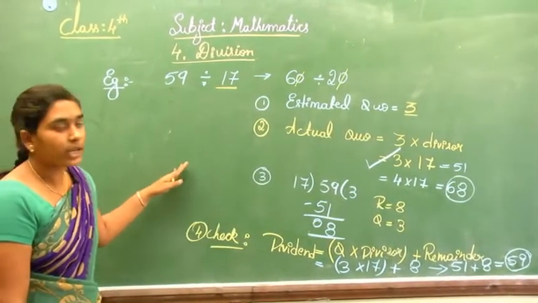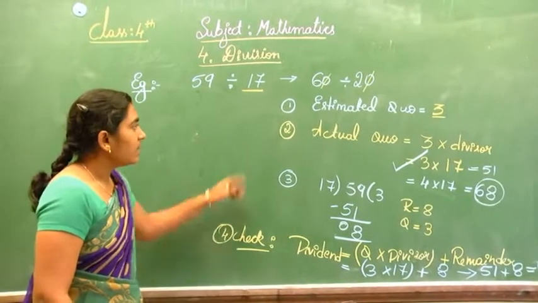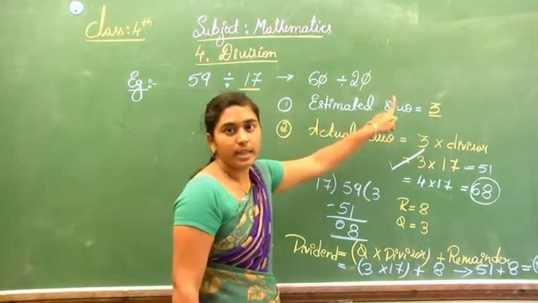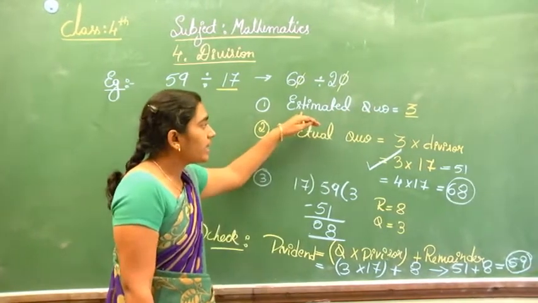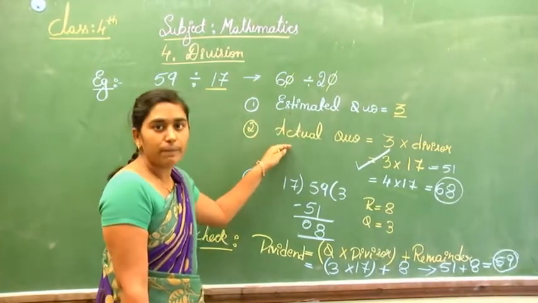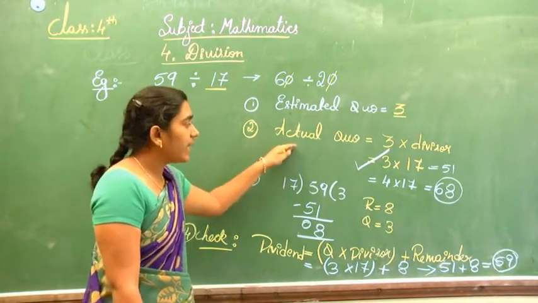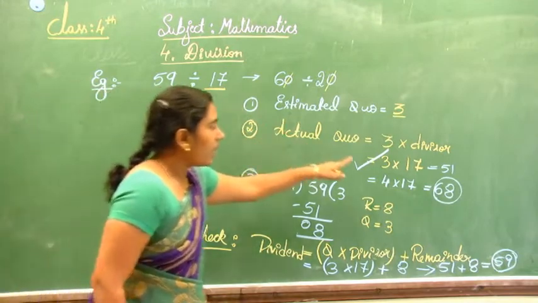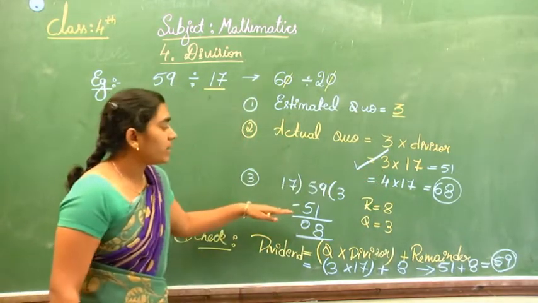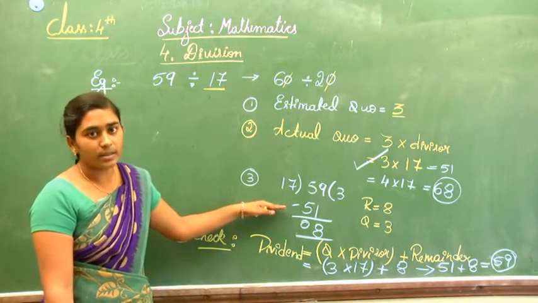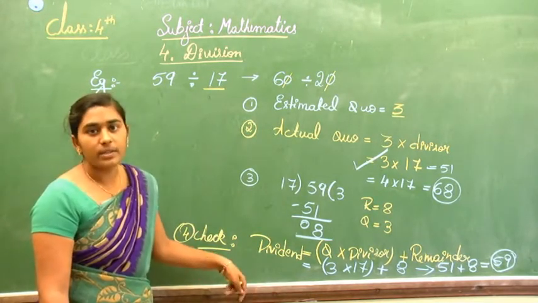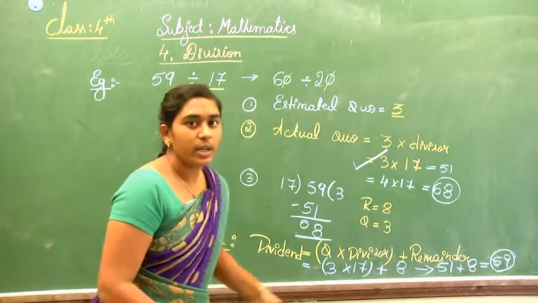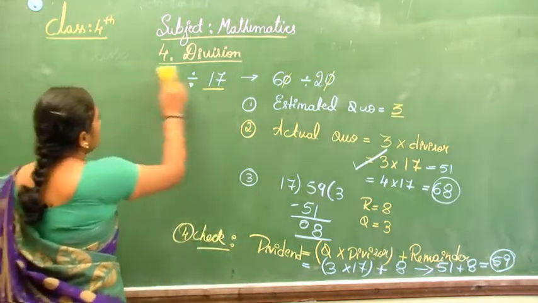This is how we need to check by the estimation method. First we need to estimate to the nearest 10. Then we calculate the estimated quotient. After getting the quotient, we check whether we get the nearest answer after multiplying it with the divisor. Then we calculate the actual division answer, and then check with the help of the division algorithm. These are the 4 steps you need to do for each question. Let's see the questions in the exercise.